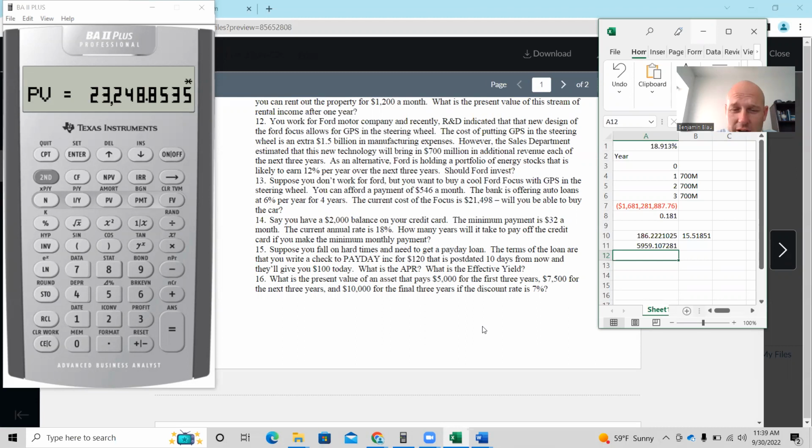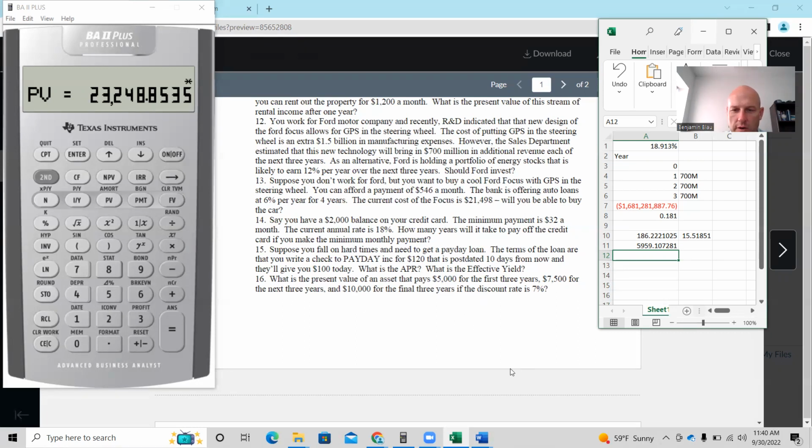All right, let me explain something here. APR stands for annual percentage rate, and an APR assumes that interest is only compounding once per year. The effective yield, or sometimes we call it the effective annual rate, is a rate that accounts for compounding. I'll explain as we calculate this problem and solve for the interest rate.